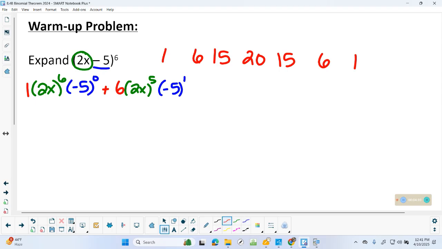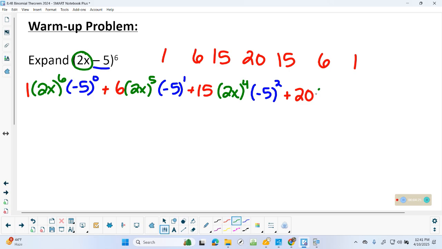Okay, third term, 15 for a coefficient. 2x is down to the 4th. -5 moves up to squared. Good. All right, next term. I'm on 20 for a coefficient.